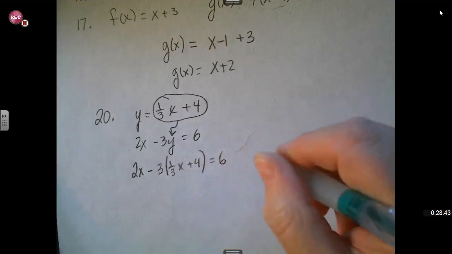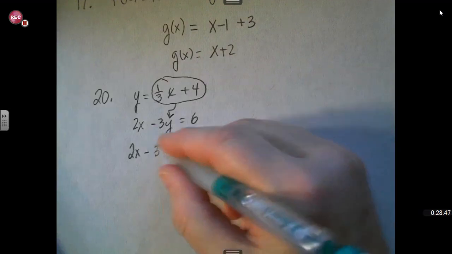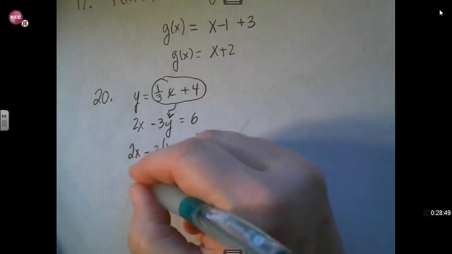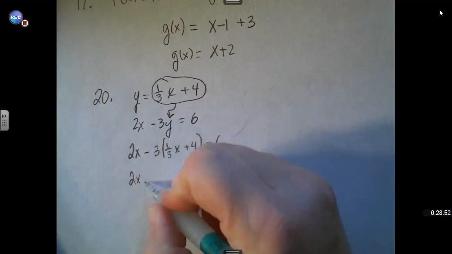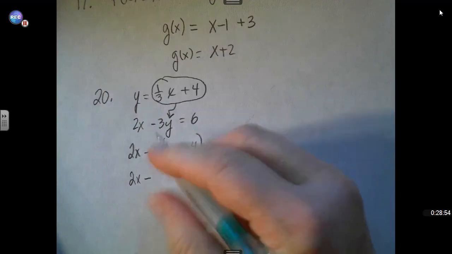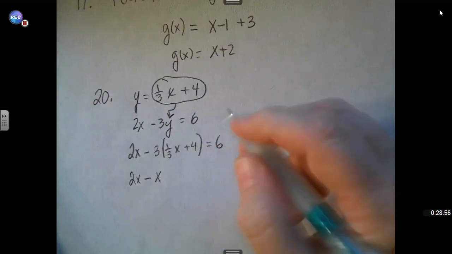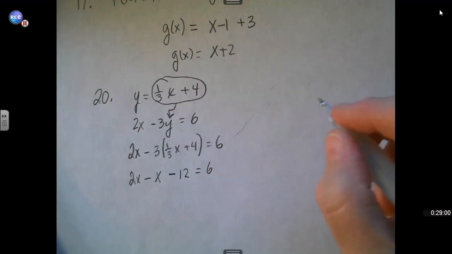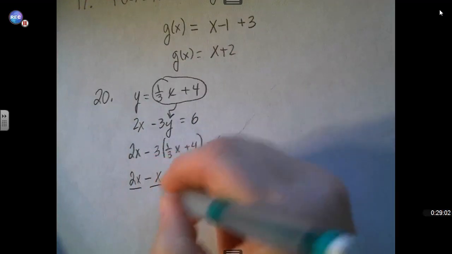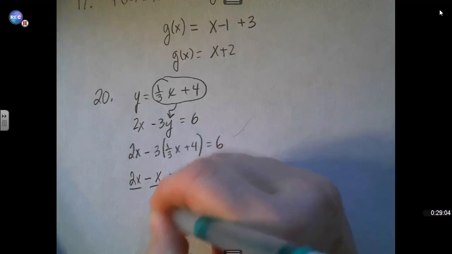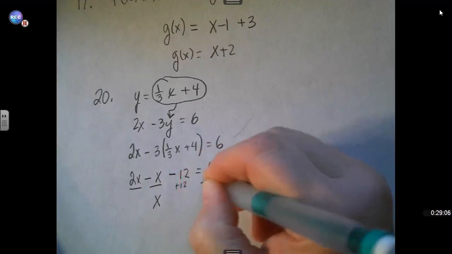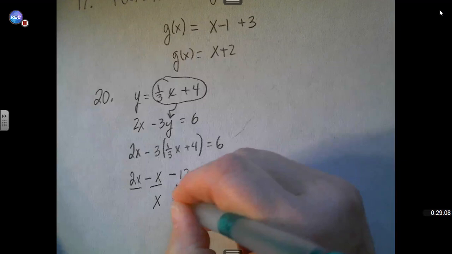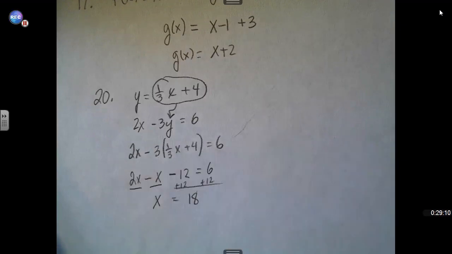Again, this is going to test our skills on, do we know how to subtract that negative or distribute that negative? So I get 2x minus 3 times 1/3 is 1, so minus x, and then minus 12 equals 6. Add like terms, 2x minus x is x, and at the same time I can add 12 to both sides. I get x equals 18.